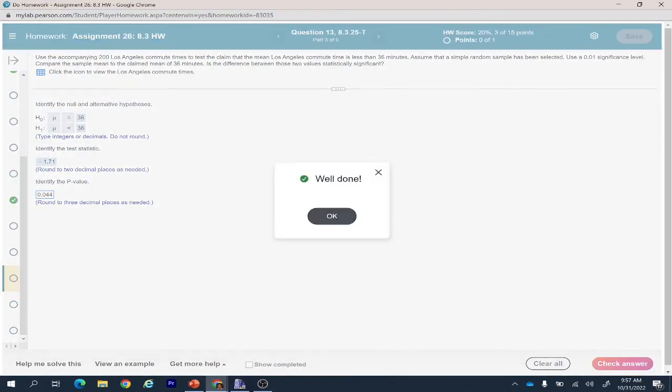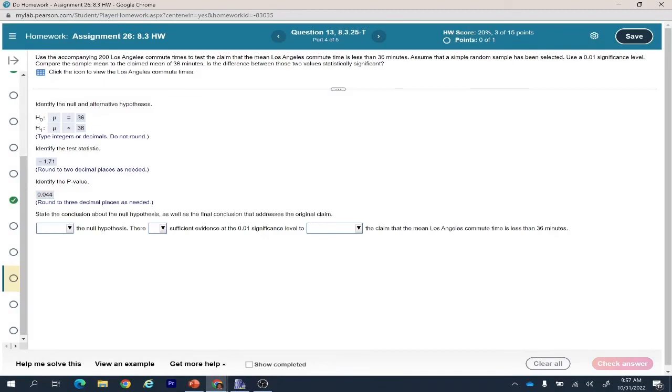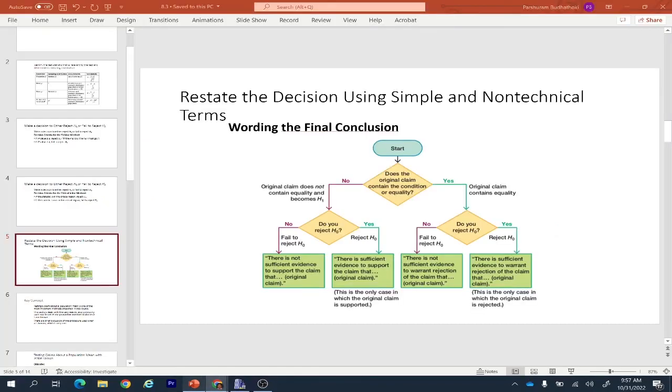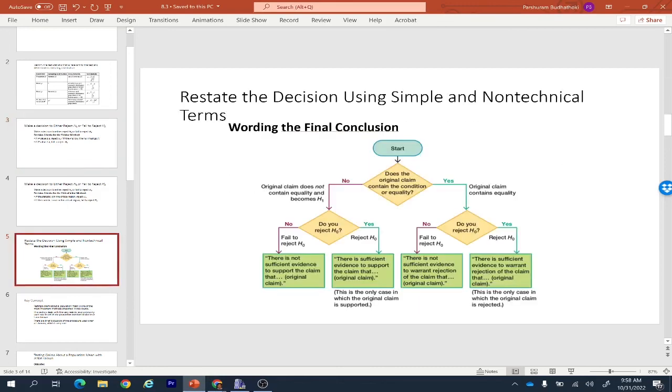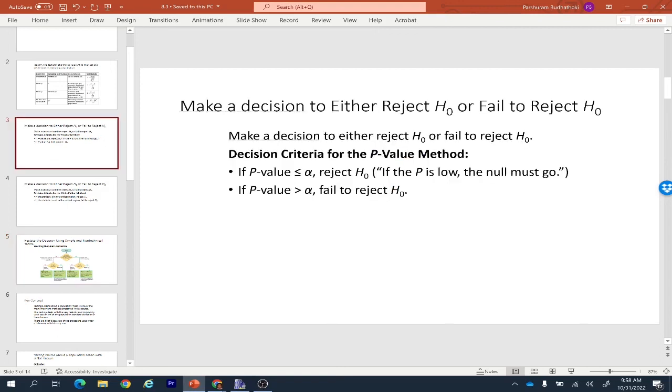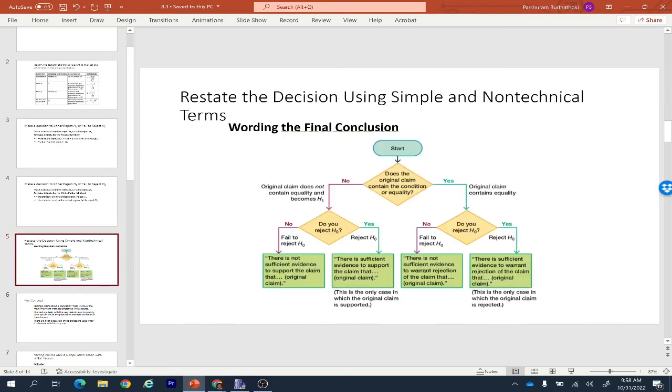And this p-value, as you can see here, is greater than the significance level. So whenever the p-value is greater, that means fail to reject. And in this case, there is no equality in the claim. The claim is less than, so we go in this direction. So the answer is fail to reject, because the p-value is greater than alpha. So this would be our conclusion.